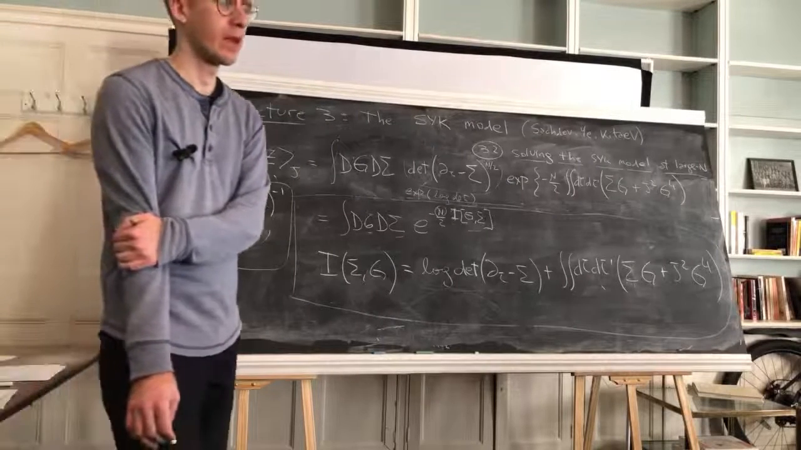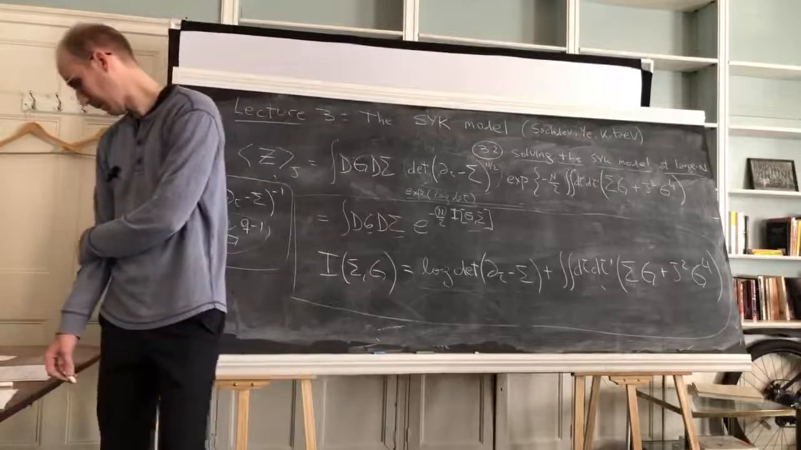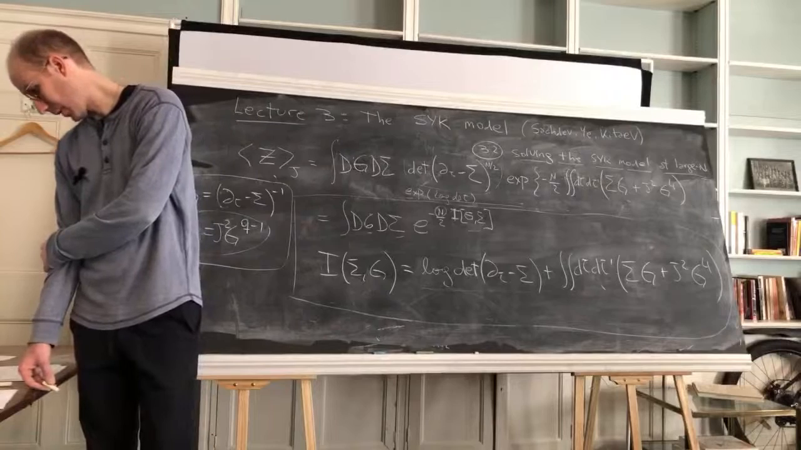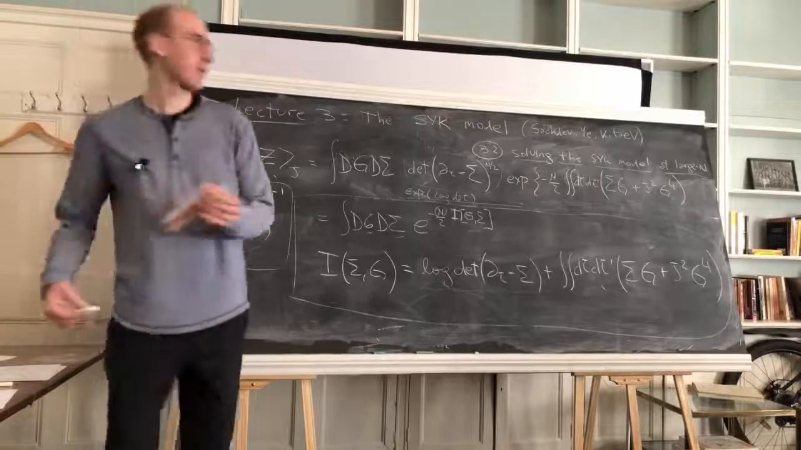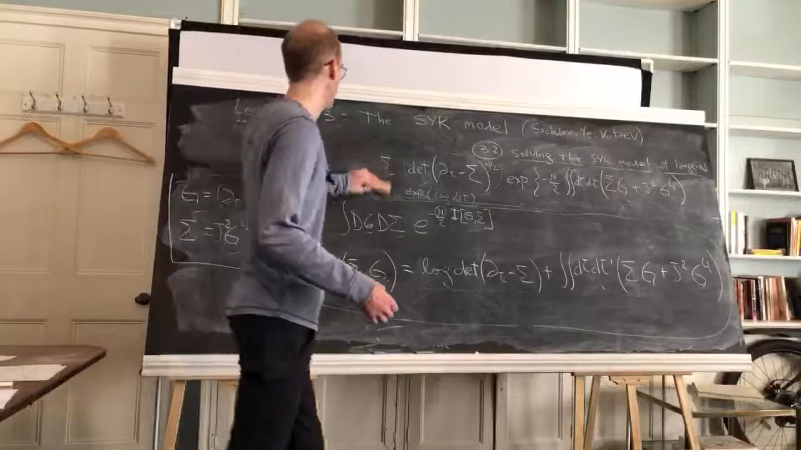Okay. So how much time do we have till the pizza is coming? 10 minutes. Okay. Let's do 10 more minutes and we stop whenever we have to stop.